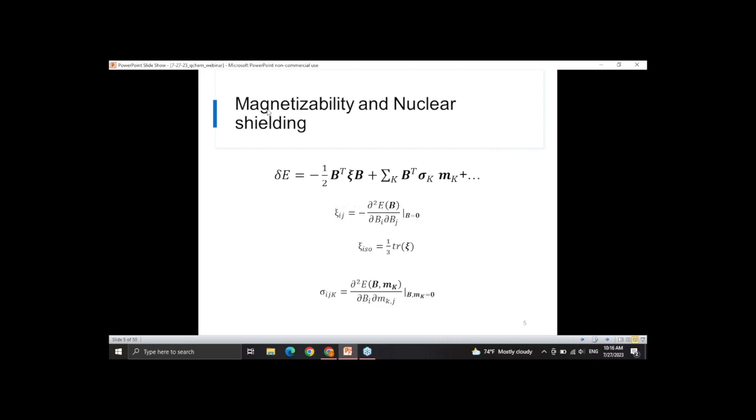Right, so the magnetizability tensor is defined this way. It's the second derivative of the energy with respect to the external field B. Usually you take the isotropic form, which is just the average of the trace. The shielding tensor is similar, where now you have one derivative with respect to the B field and one derivative with respect to the nuclear spin, denoted by this m_k notation. Also it's usually presented in an isotropic manner, just due to the rotational averaging when you actually run the experiment in solution.